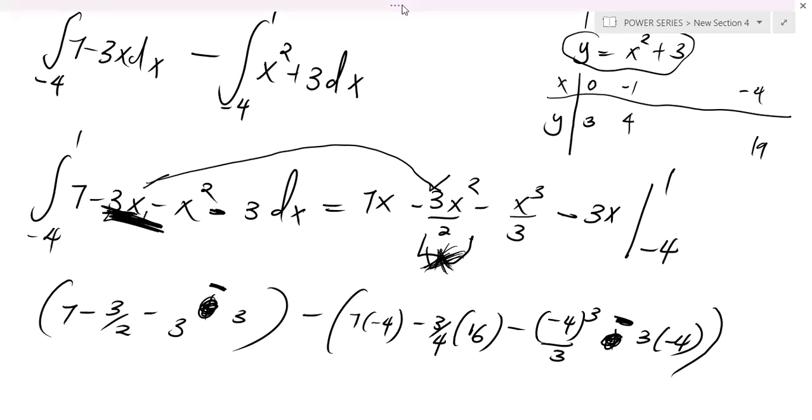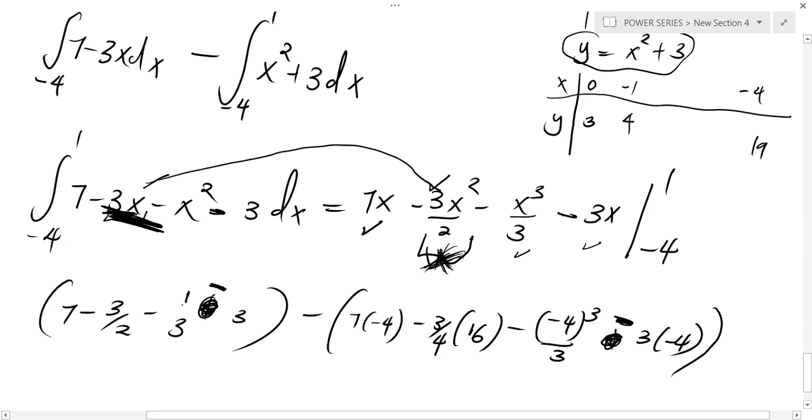Let me go over it again. So integrating this, we get 7x. This is okay. Minus 3/2 x squared minus x cubed over 3. That is okay. Minus 3x. That is okay. Replacing the values. So replacing 1, I have 7 minus 3/2 minus a third minus 3. And then minus, replacing minus 4, I have 7 into minus 4 minus, oh, I see.